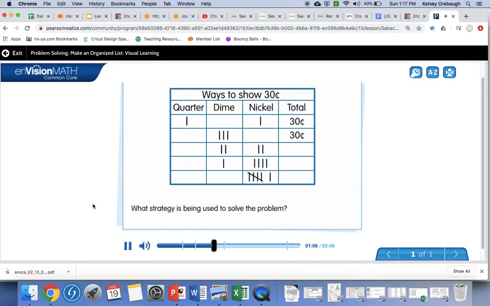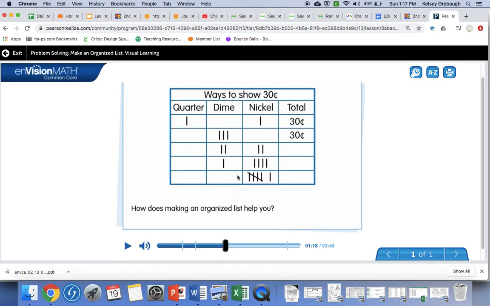What strategy is being used to solve the problem? The strategy is making an organized list. How does making an organized list help you? Okay, so this is our strategy. We're making an organized list. We have a table here, ways to show 30 cents with our quarters, dimes, nickels, and then on the right side, the total.